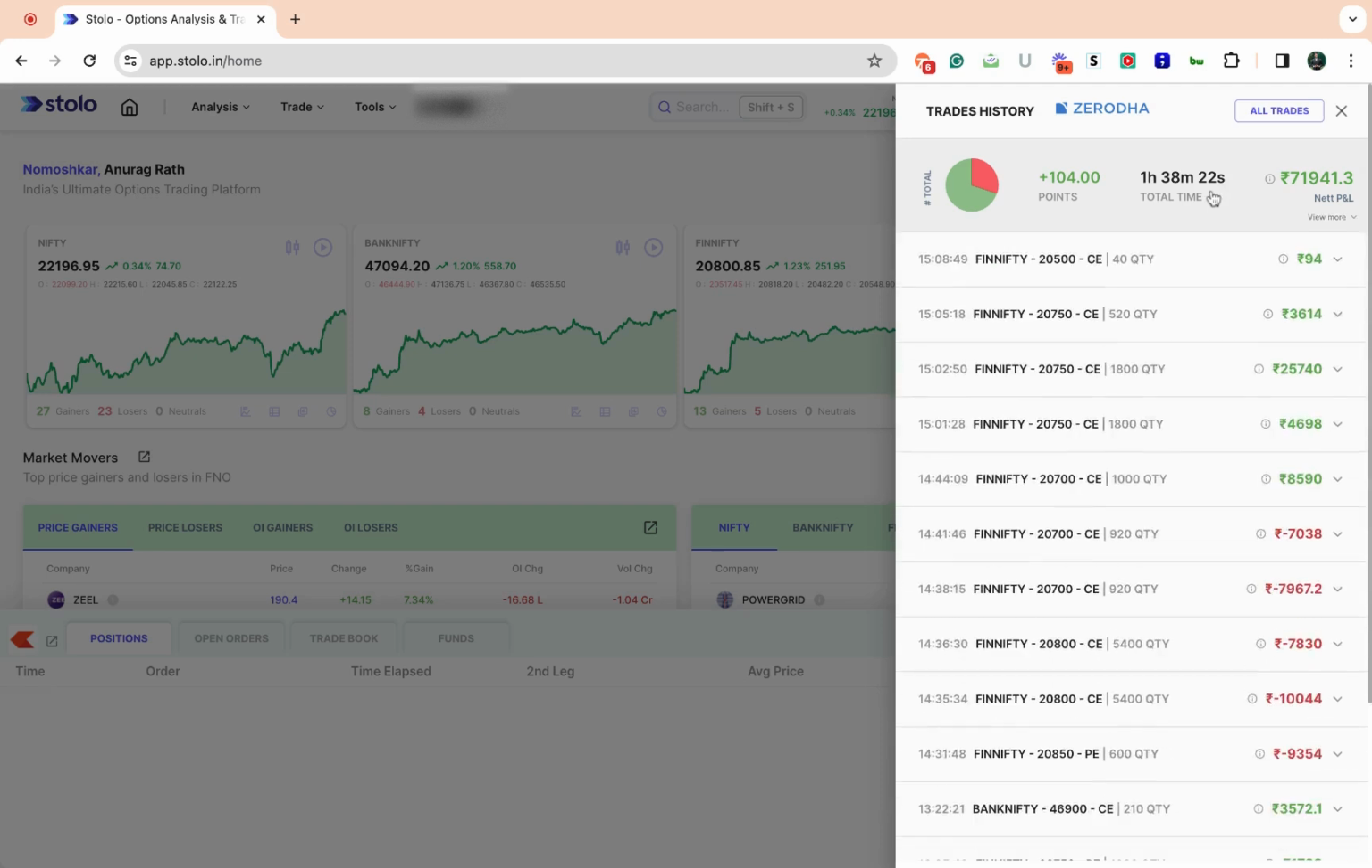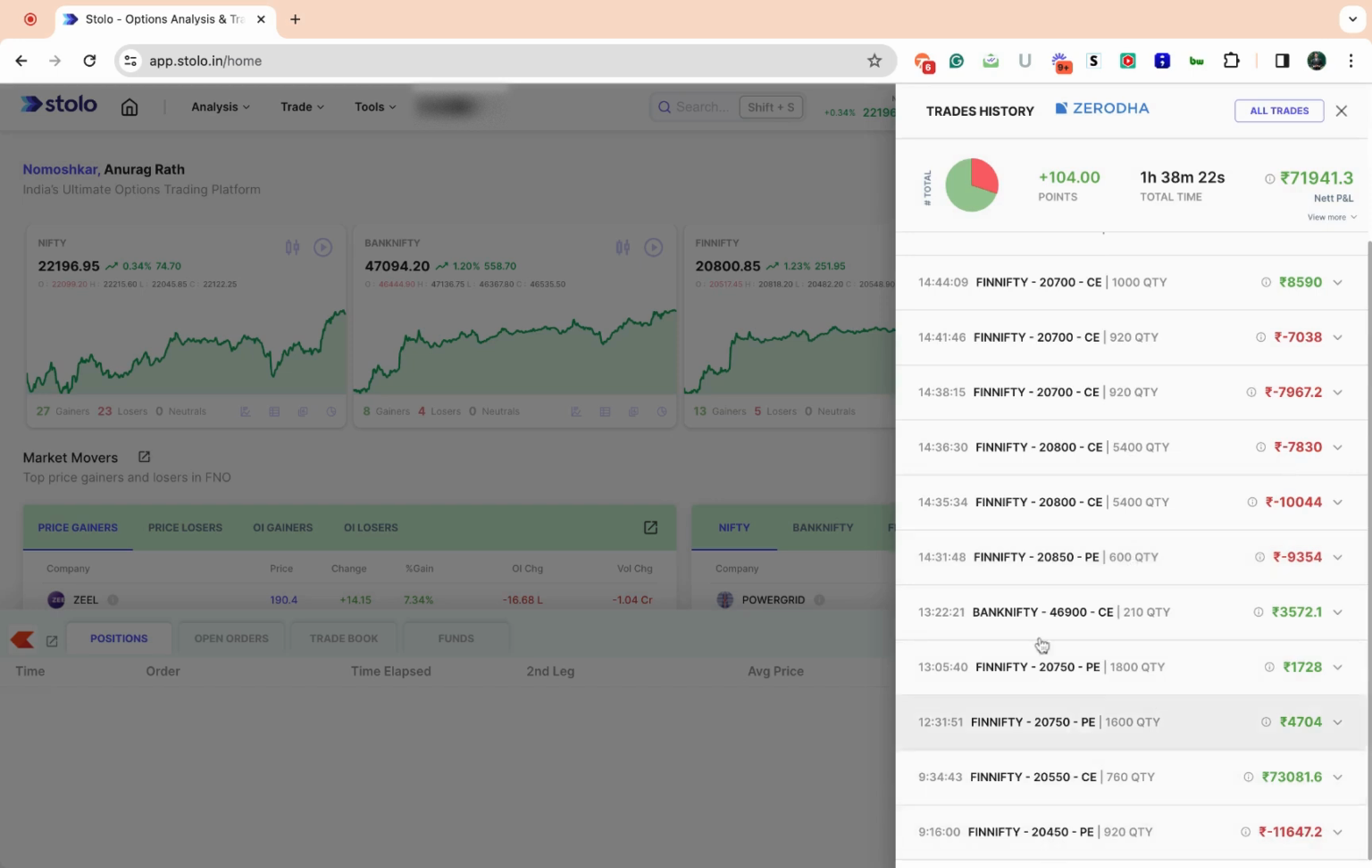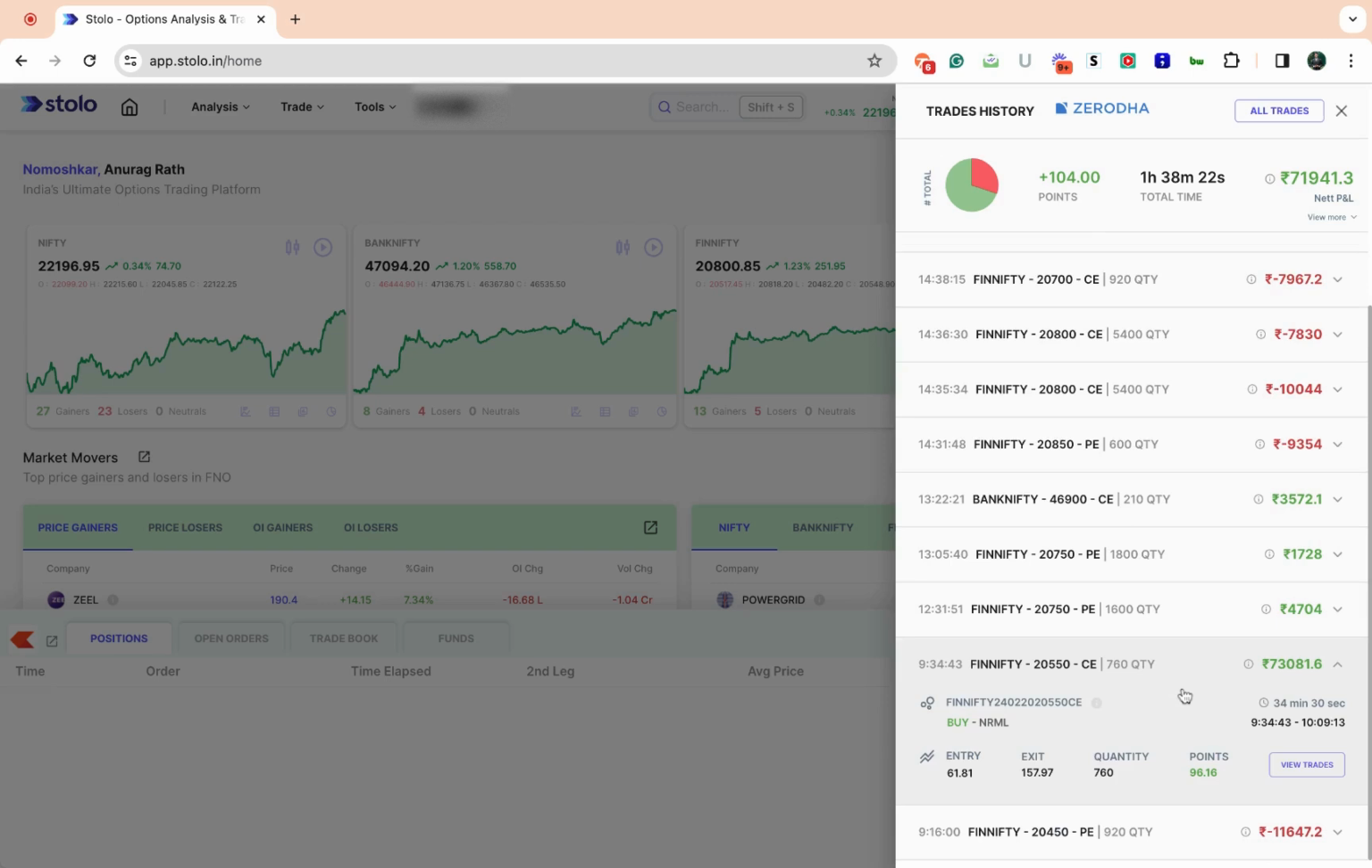Coming to your trades itself, you can now quickly analyze, from morning till evening, the trades you have taken and everything related to each trade. For example, here at 9:34, I'll show you this trade, which was at 760 quantity, Fin Nifty 20,550 CE. This was the highest profitable trade, at 73,081. You were in this trade for almost 34 minutes 30 seconds, and you can see the time as well.